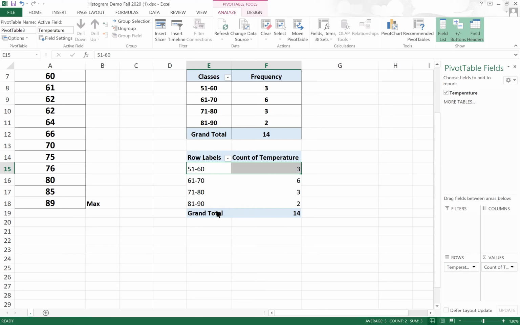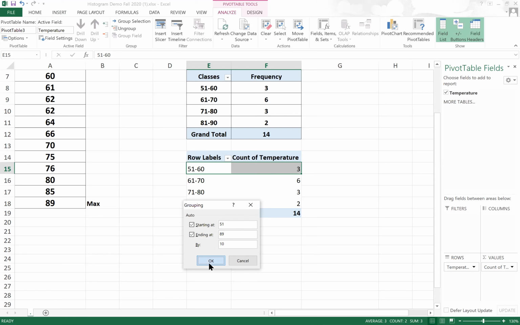Now click on group. Starting at 51, ending at 89, good, right? We start with the first number 51, and then by 10, meaning class width is 10. Did you do that? I think that's where I messed it up. Sorry. Okay, try that. Put in the first, okay.